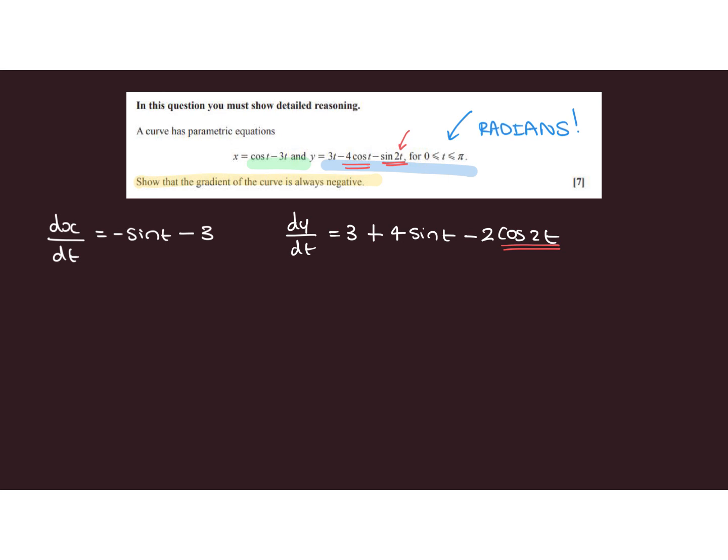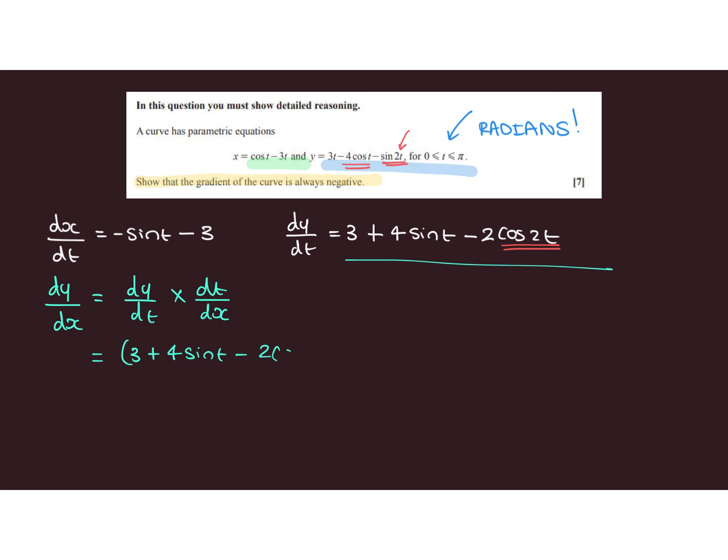Now, we then need to remember our chain rule, which tells us that dy by dx is equal to dy by dt multiplied by dt by dx. Now, dy by dt is here, so that's 3 plus 4 sine t minus 2 cos 2t. And we're multiplying by dt by dx, which is of course the reciprocal of that. So rather than writing times 1 over, we'll just put this in the denominator. So here is our derivative dy by dx.